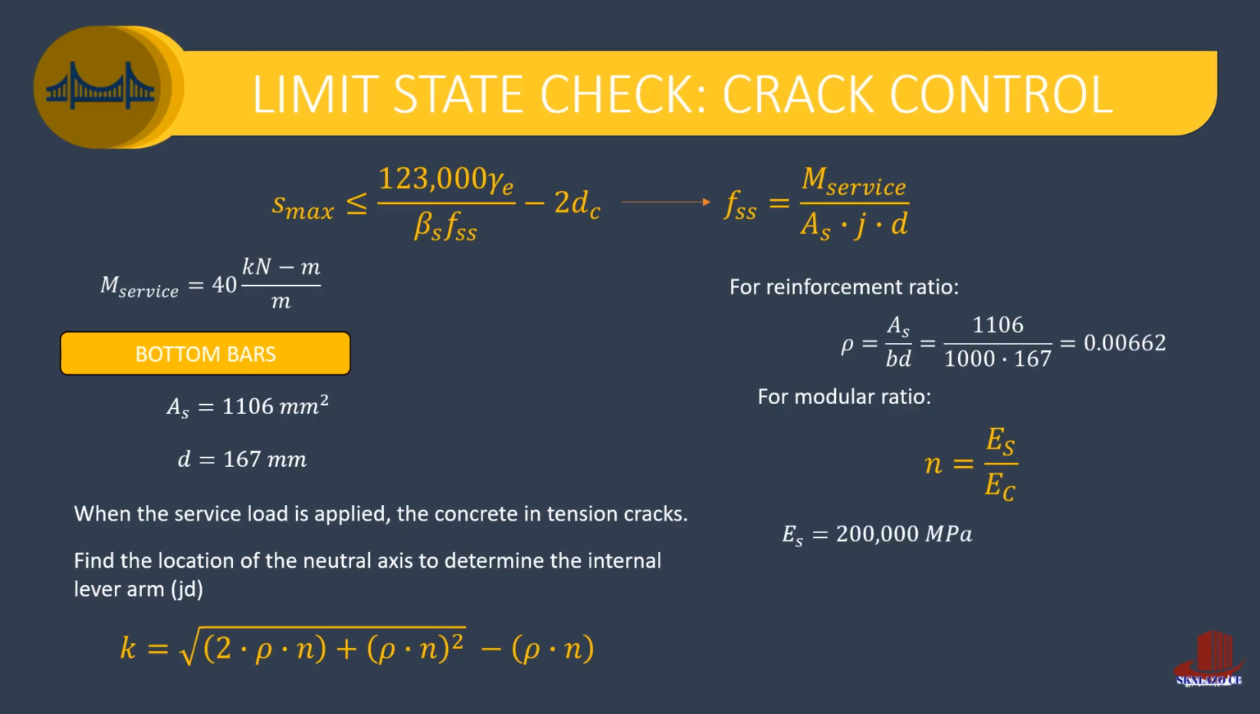For the modular ratio n, we take the moduli of elasticity for steel and concrete. Steel has 200,000 megapascal, while we can solve for Ec as 4,700 times the root of f'c, or 4,700 with the root of 28, giving 24,870 megapascal. The modular ratio is then 200,000 over 24,870, which is simplified as 8.04, taken as 8.